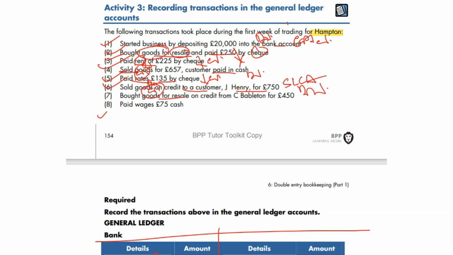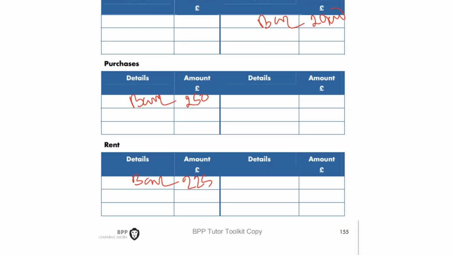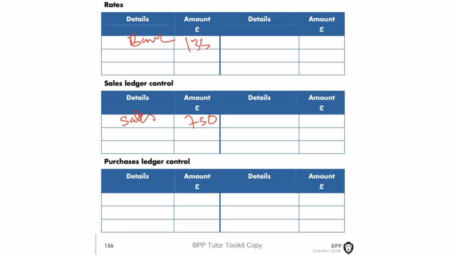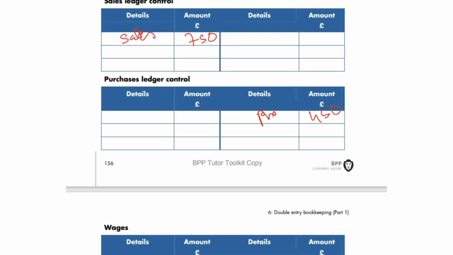Bought goods for resale purpose on credit. So bought goods is a purchase account. Purchase accounts are debit, and this is going to be a PLCA. PLCA is credit. How much? 450. So purchase 450 and PLCA. Purchase debit, PLCA credit, right? 450. Inside you write purchase.